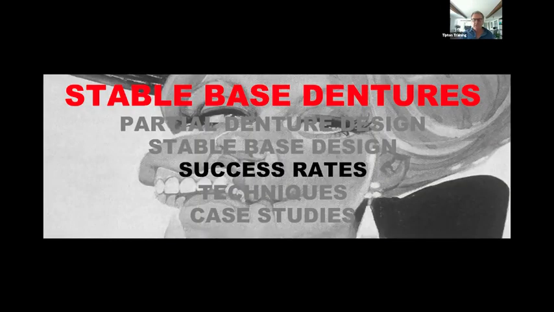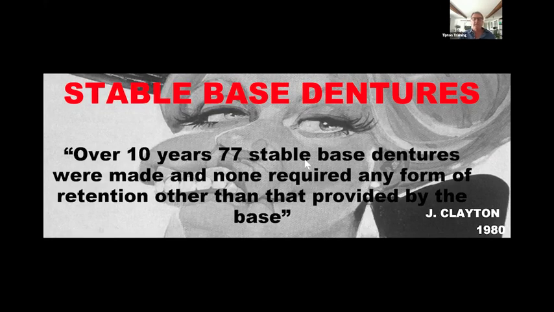So what are the success rates for these styles of dentures? The success rates are very, very good. We look over, again, this is Joe Clayton's work, over 10 years, 77 stable base dentures were made. And this is, again, at Michigan University, and none required any form of retention other than that provided by the base. So remember, the fixed movables are not giving you retention. It's the base that gives you retention. The fixed movables are giving you a path of insertion and stopping any lateral movement.